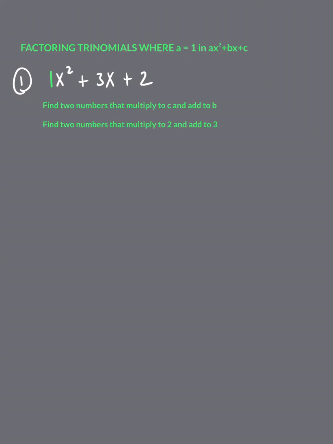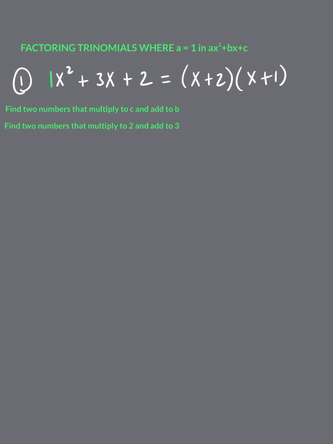In this case, that would be finding two numbers that multiply to 2, since c is 2, and add to 3, since b is 3. So those two numbers are positive 2 and positive 1. And those are the two numbers that will go in our factors. The order does not matter. So this is equal to x plus 2 times x plus 1.